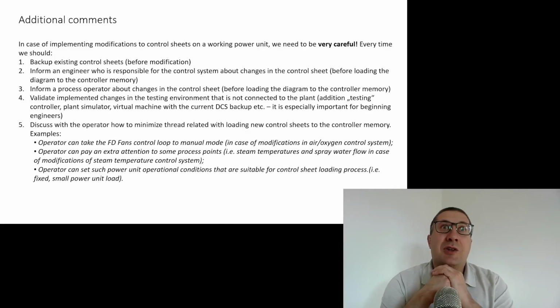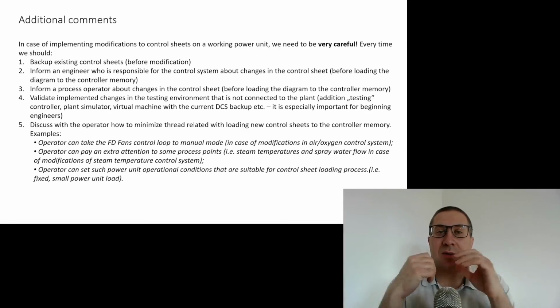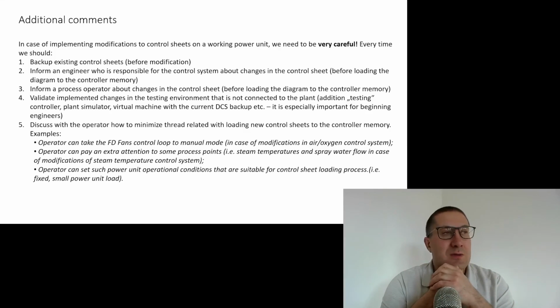Sometimes the operator can say that right now it is not possible to modify the control algorithms because we will operate with a high load and it's unsafe to do such modifications right now. Maybe we should wait for a night shift to perform those modifications.